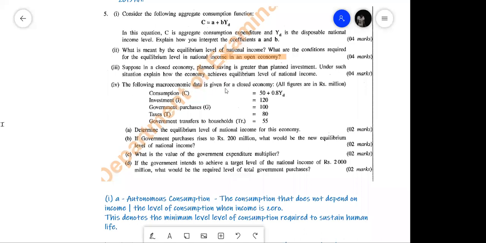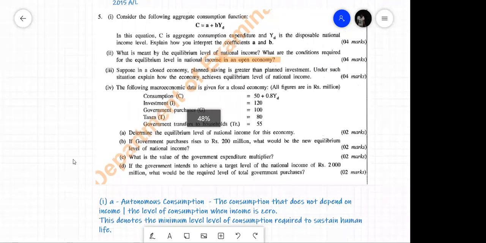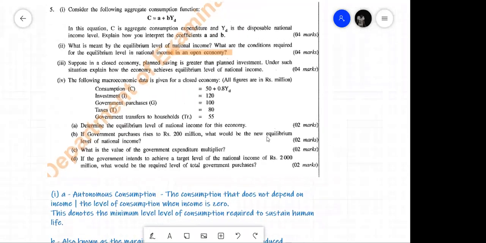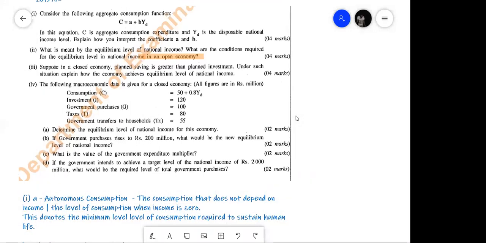Okay. So the following data is given for a closed economy, all figures in millions. They've given you consumption, investment, government purchase, taxes, and government transfers. Determine the equilibrium level of national income. 2 marks for determining equilibrium level of national income. So how do you figure out equilibrium of national income? I think it's an easy thing.